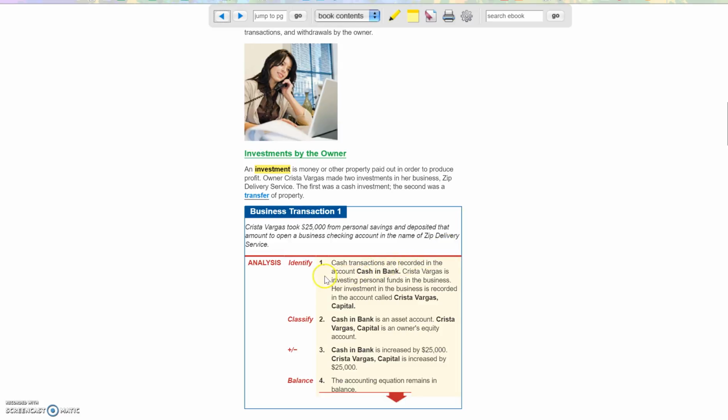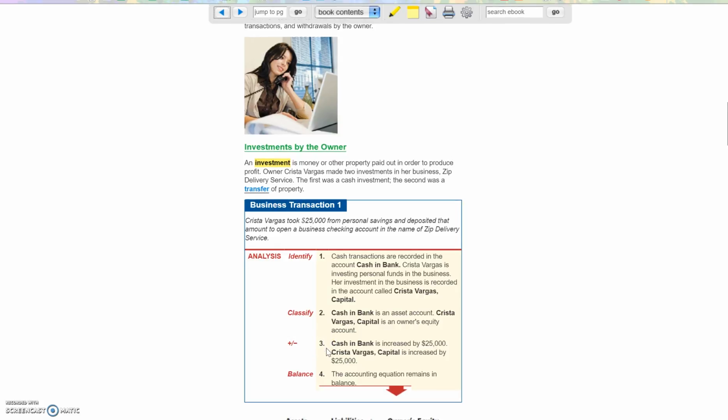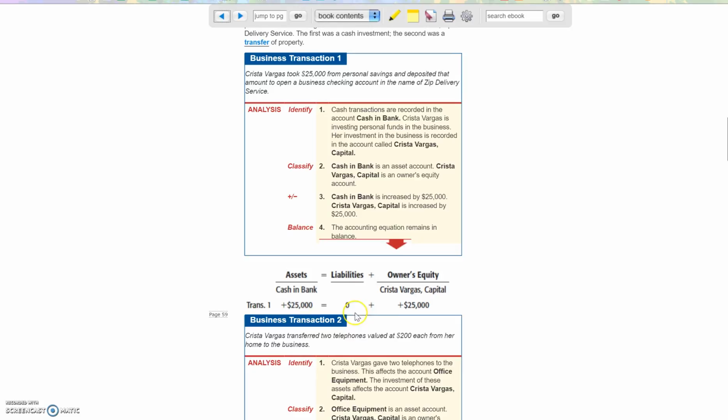So we're going to first identify the 2 accounts, and they're going to be cash and her owner's equity account, Krista Vargas Capital. When we classify those 2, cash is an asset and Krista Vargas Capital is owner's equity. What's happening? Are they increasing or decreasing? Cash is increasing, and so is capital. Therefore, the accounting equation is in balance. The left side is going up $25,000, and on the right side of the equation, it's going up $25,000.